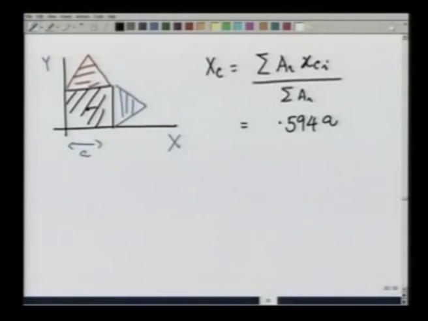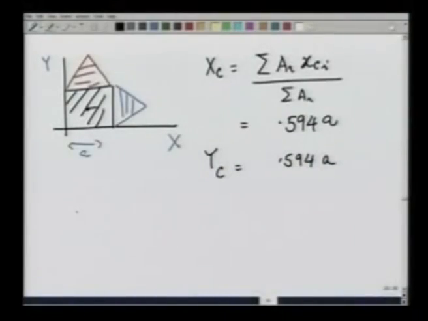which is expected because of the area added onto the right, it shifts to the right, and similarly you can calculate yc is going to come out to be again 0.594 a. So, this is how you use this observation, that if I want to calculate the centroid for an assembly of plane areas for which I know individually where the centroid is going to be, I can calculate the centroid for the total assembly.